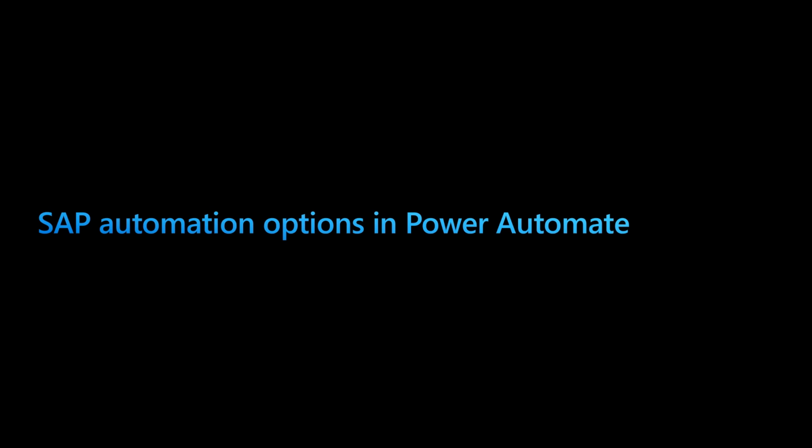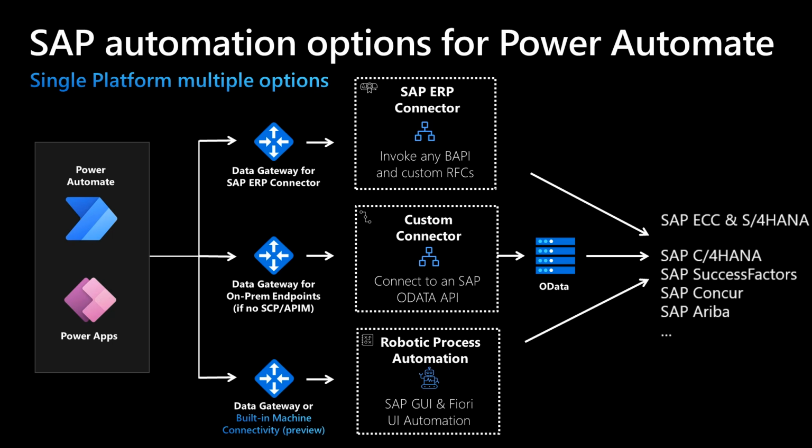Alright, now that we know what Power Platform and Power Automate is and what features it includes, let's look into the individual automation options for SAP we have in Power Automate. So we have three different SAP automation options in Power Automate. The first one on top is the SAP ERP connector that we ship out of the box together with the other 450 connectors in Power Platform.